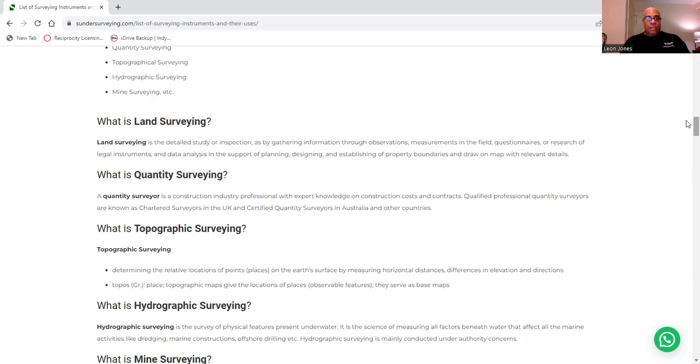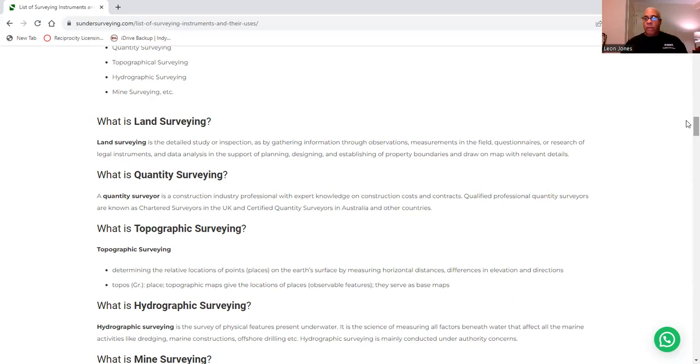What is quantity surveying? Now, I didn't talk about that when I dealt with types of surveying. If you are dealing with construction, you deal with quantities. So basically, a quantity surveyor is in the construction industry, and that person has expert knowledge on construction costs and contracts. Qualified professional quantity surveyors are known as chartered surveyors in the UK and certified quantity surveyors in Australia and other countries. Now, what they do, they might go out, and let's say they're going to do a road, they could use their knowledge and estimate the quantity, like what's the area? How much asphalt are you going to need per area? How much earth are you going to use for excavation? That's what we call dealing with quantities.